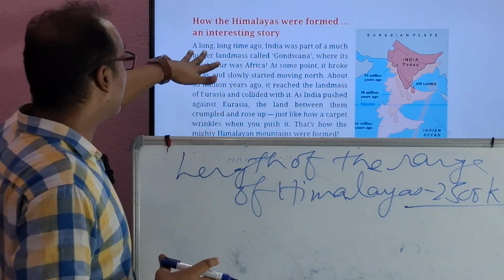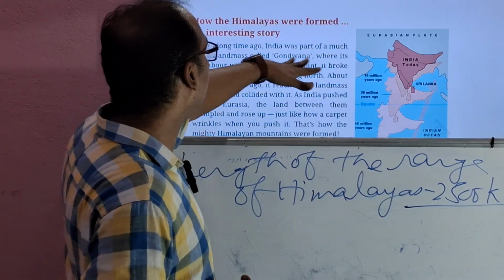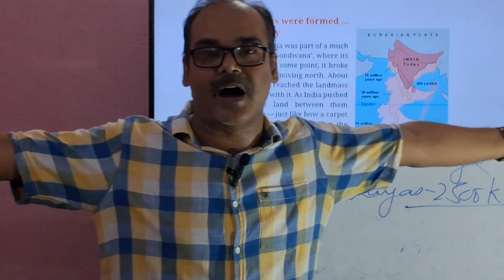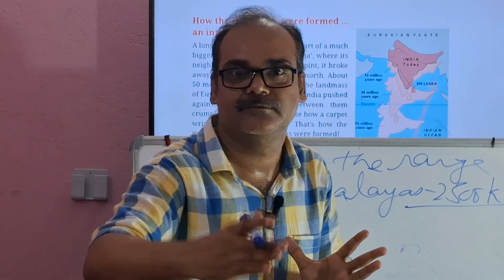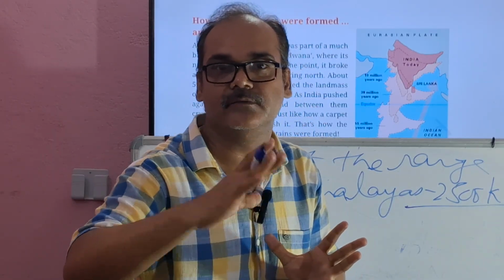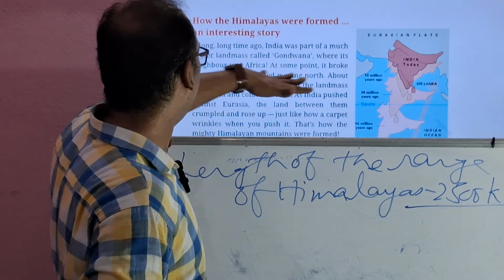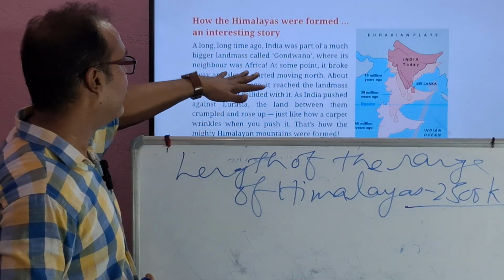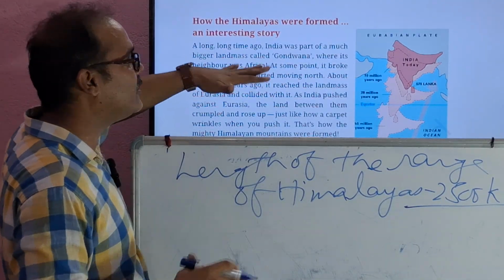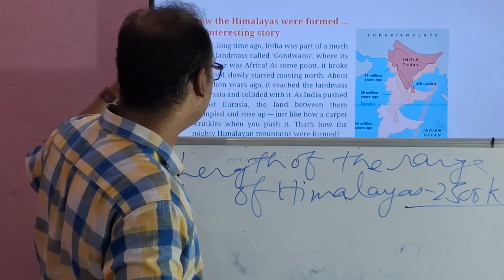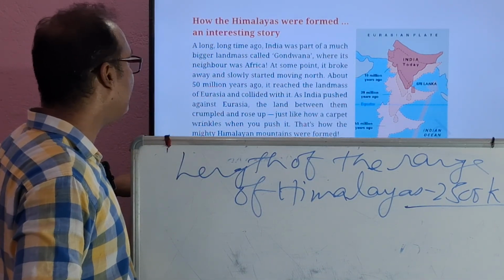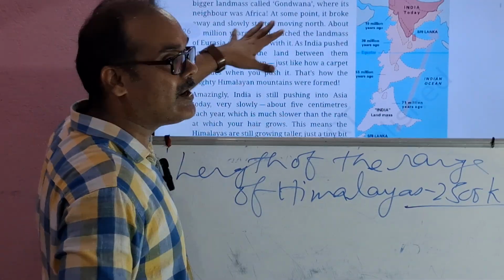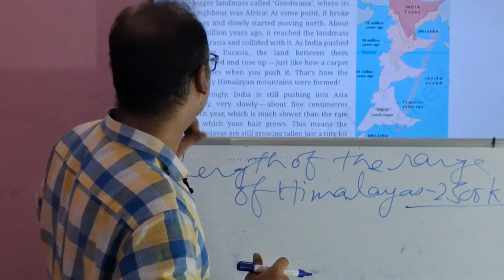It's an interesting story. A long time ago, India was part of a bigger landmass called Gondwana, and it started shifting slowly. Its neighbor was Africa. At some point, it broke away and slowly started moving north. About 50 million years ago, it reached the landmass of Eurasia. Eurasia, the combination of Europe and Asia, we call it Eurasia.